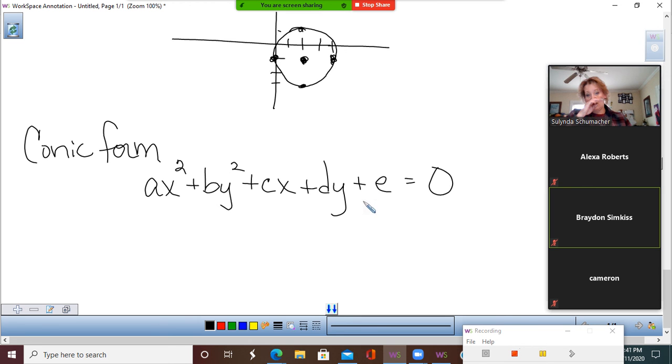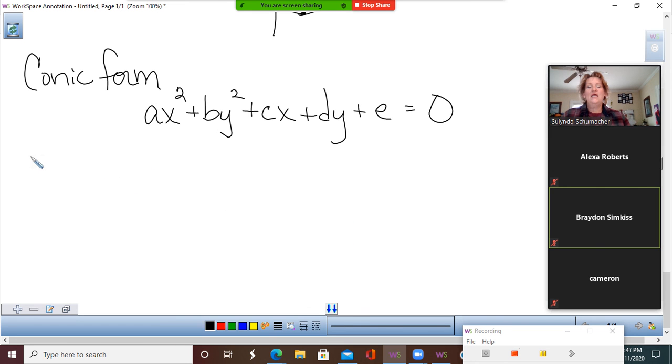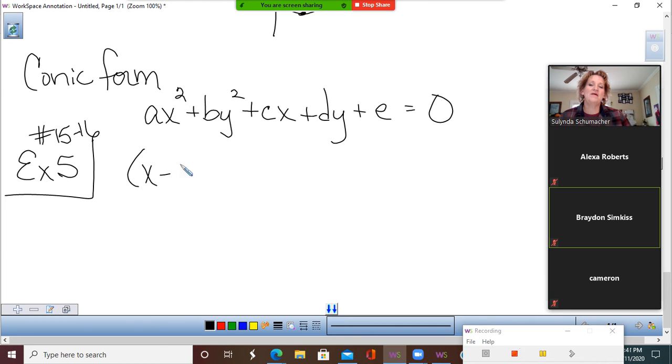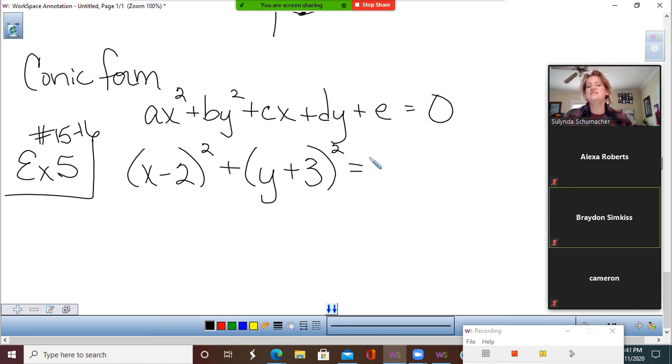All right, so here's what I mean. Here is example number 5. And this is going to be the last 2 problems on your homework, and this is it. So you're going to be given an equation, x minus 2 squared plus y plus 3 squared equals, let's say, 6 for the fun of it. All right, so we have to write this in conic form.